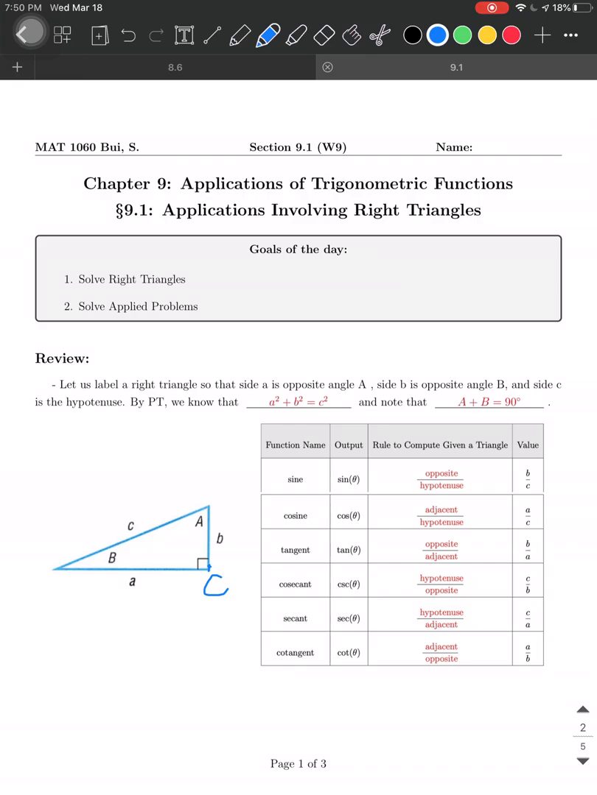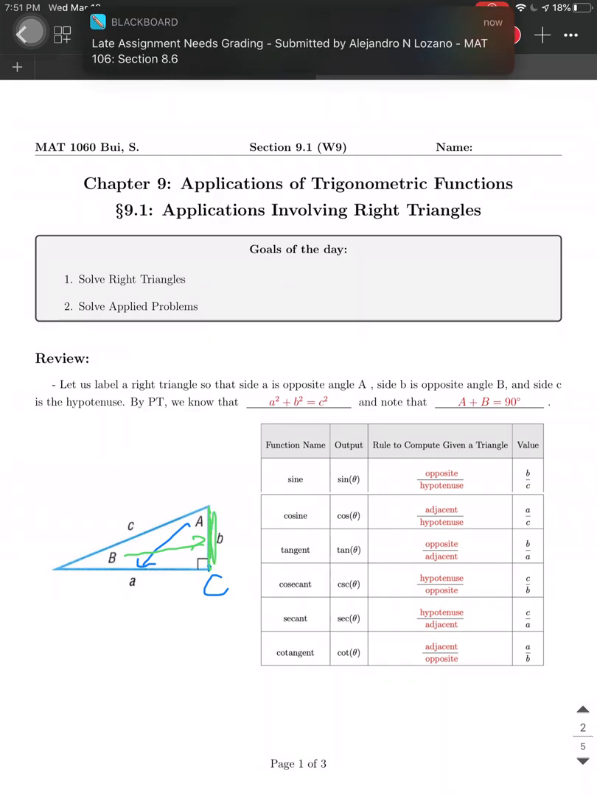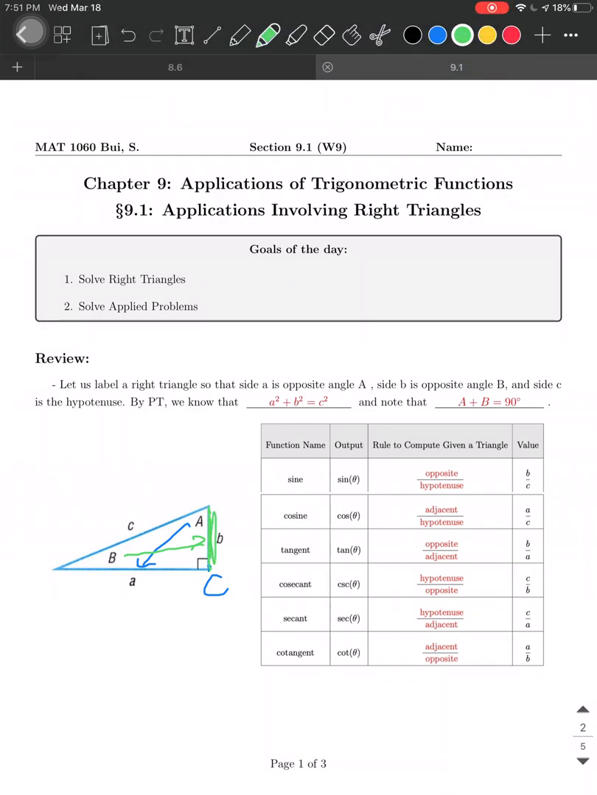For example, for side A, if you look across from angle A, whatever that side is, you have to name it A. And if you look across from angle B, whatever that side is, you call it B. And if you look across from angle C, whatever side you have, you call it C. Okay, so let me just redraw the length of side A. If it's not clear, please let me know.